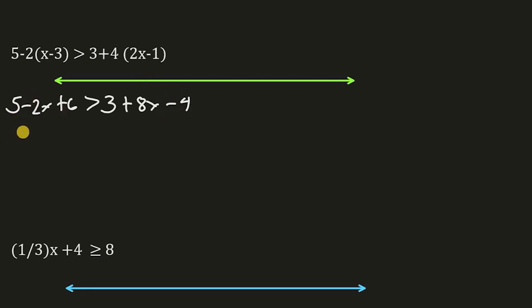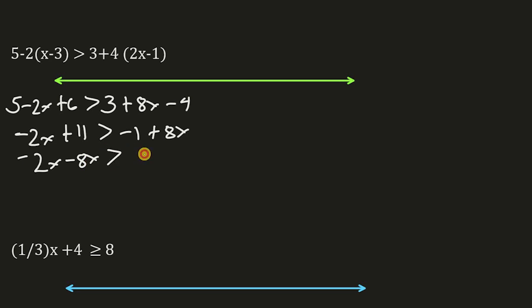Let's add like terms. That's negative 2x plus 11, which is greater than 3 minus 4 is negative 1, I think, yeah, plus 8x. Then I'll put 8x to the left side and the constant to the right side. So that would be equal to negative 2x minus 8x is greater than negative 11 minus 1. So, that's negative 10x, adding like terms. That will be negative 12. Am I right? Yes, I'm right.